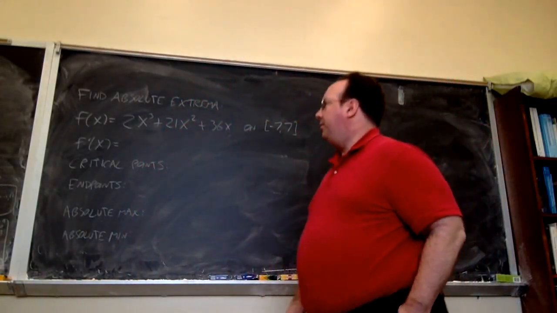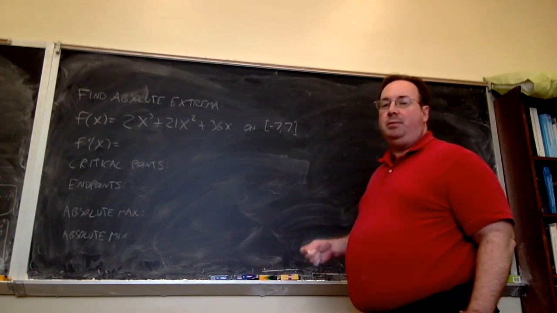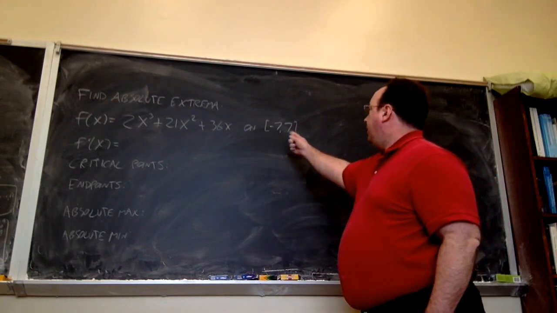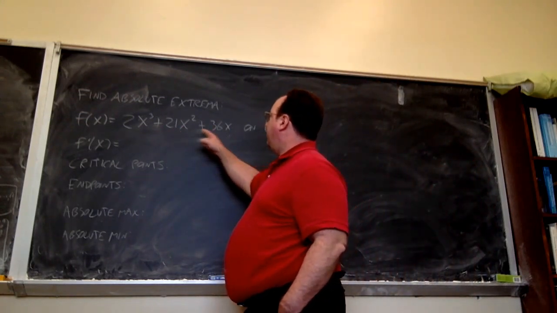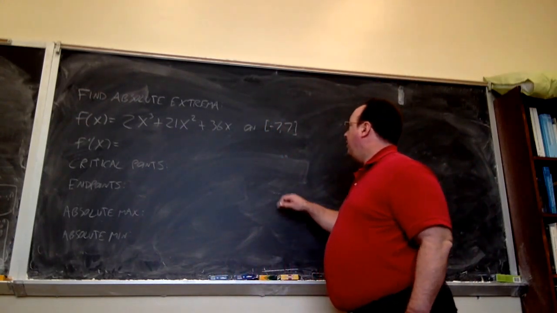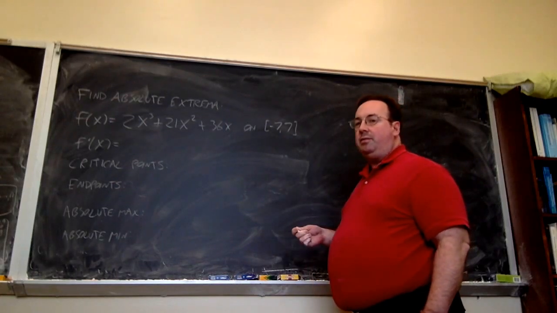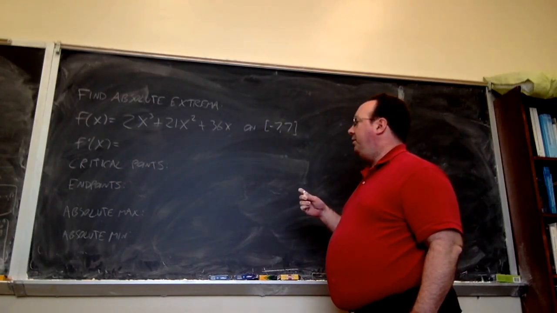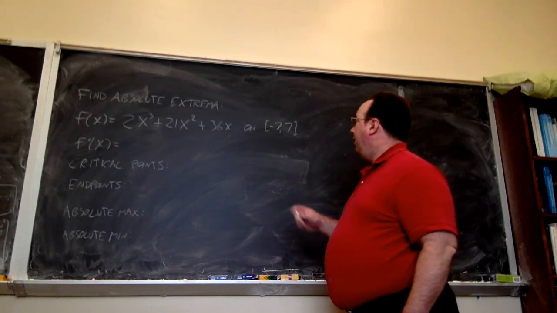In this video, I'm going to cover finding the absolute extrema, so the absolute maximum and absolute minimum of a given function on a given closed interval. So we have this function, 2x cubed plus 21x squared plus 36x on the interval from -7 to 7. The way this works is we first need to compute any critical points that this function has on this interval.